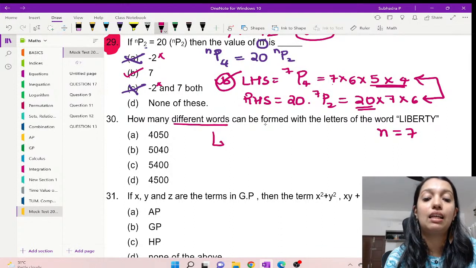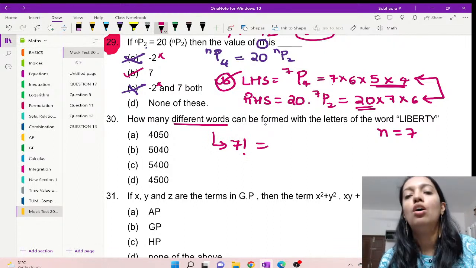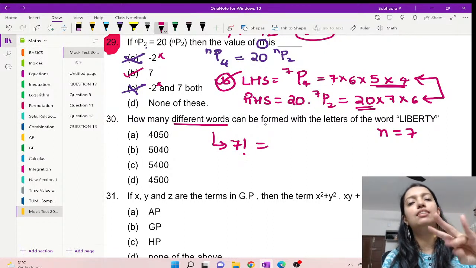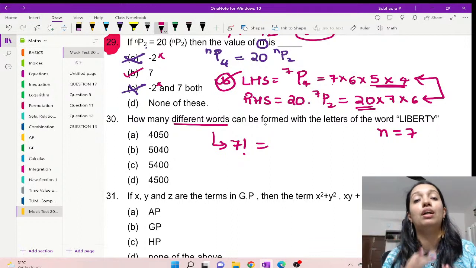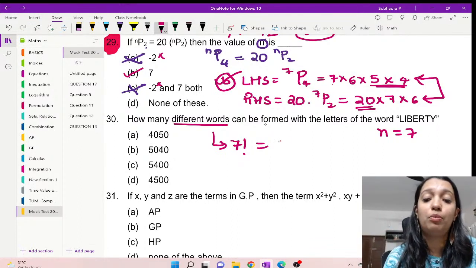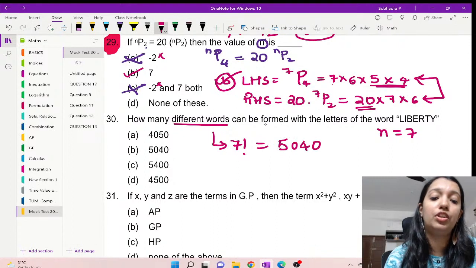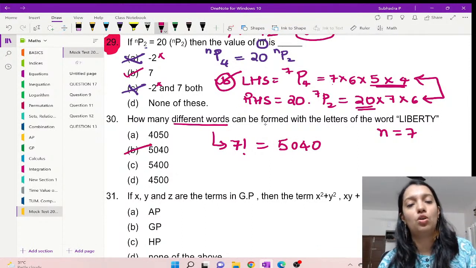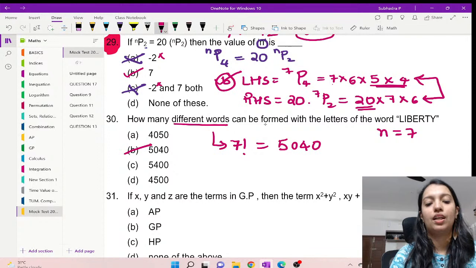That means they are asking a permutation question. 7 letters, 7 factorial ways. What is 7 factorial? 7 into 6 into 5 into 4 into 3 into 2 into 1. By now, after practicing so many questions, it would have been by-hearted to you. The answer for this question is 5040, which is option B.